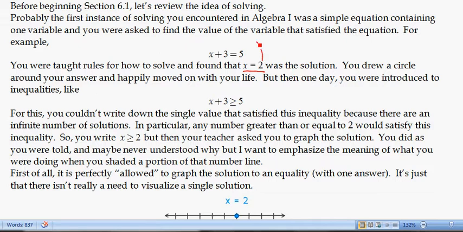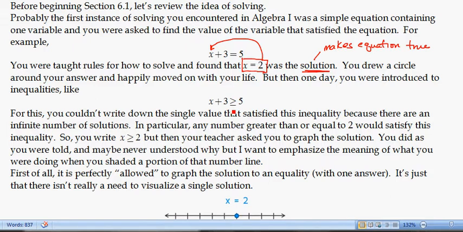And hopefully your teacher emphasized the fact that that means that if you were to substitute 2 back in for x, then that is the value that makes the equation true. Okay, so that's what it means to be a solution. We're looking at the values that make the equation true. So you put a circle or a box around your solution and you happily moved on with your life because you had solved that equation.